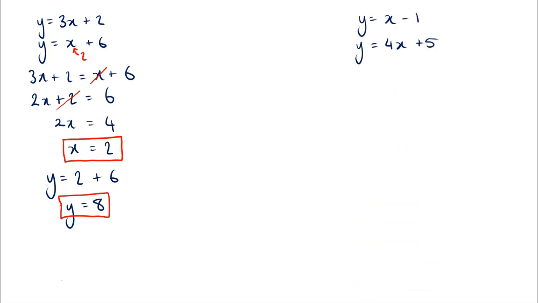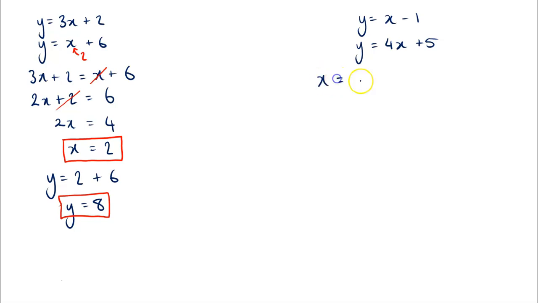I'm now going to put a second set of equations on the screen. So you see we have y is equal to x minus 1 and y is equal to 4x plus 5. If you'd like to have a go yourselves, now would be a great time. You can grab a pen and paper and pause the video. And then in just a minute, I'm going to work through the solutions.